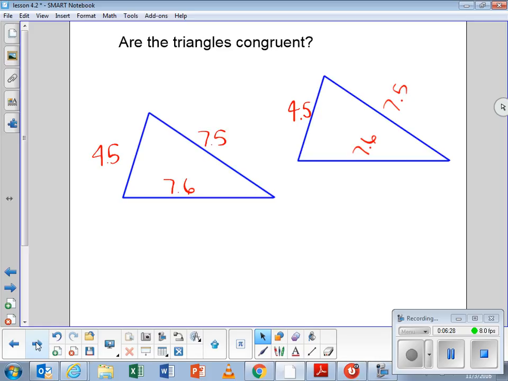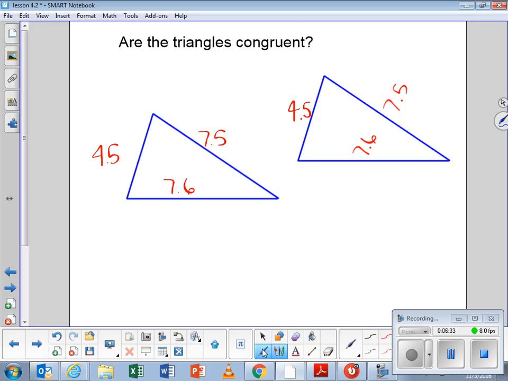So over here we have one that's 4.5 units long. Over here we have one 4.5 units long. We have one 7.5 units long. We have one 7.6 units long. So those two triangles are congruent by what reasoning? Yeah. What was the name of what we just did? Side, side, side. You don't have to tell me if it's a postulate. Does anybody remember the difference between a postulate and a theorem?